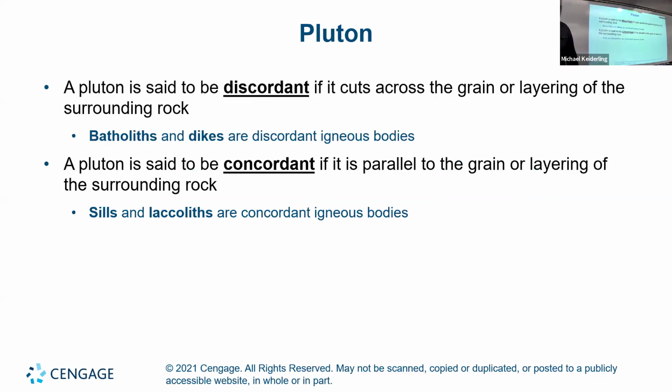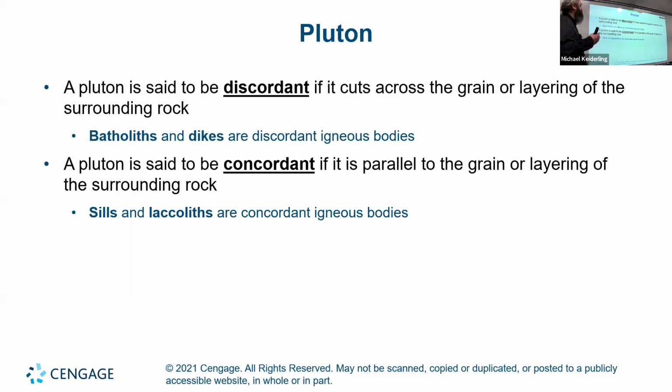A pluton is said to be discordant if it cuts across the grain or layering of the surrounding rock. These are things like batholiths, which are really big, large structures that cut through a bunch of layers of rock, and dikes, which are thin things where magma filled along a fault or a joint and cut through a bunch of layers, forming a thin, more vertical sheet.